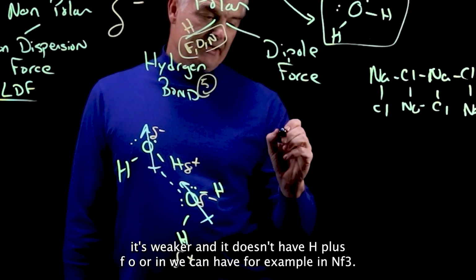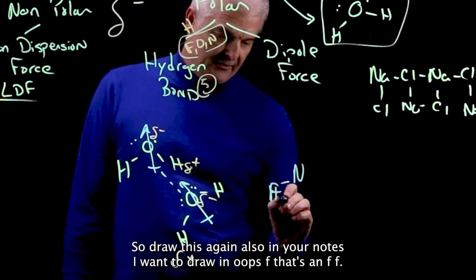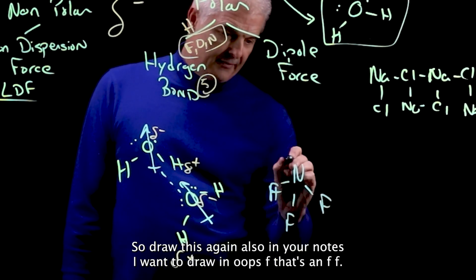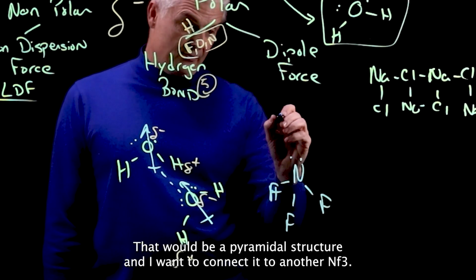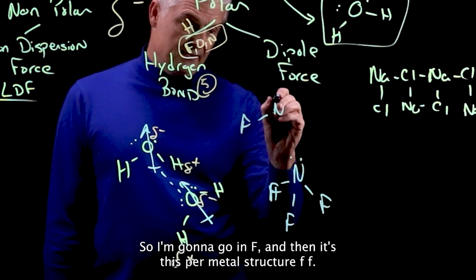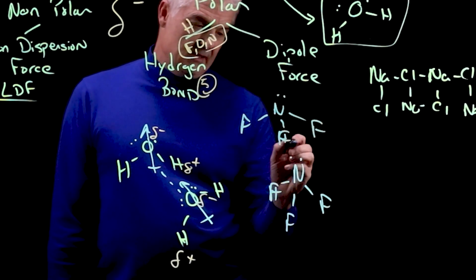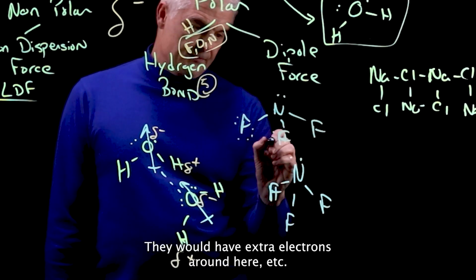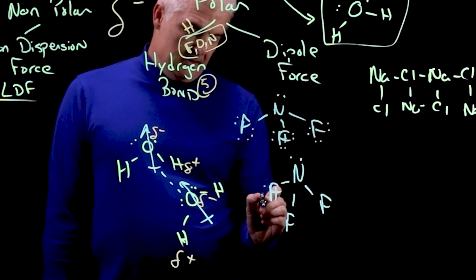We could have, for example, NF3, so draw this again also in your notes. I'm going to draw N, F, that's an F, F. That would be a pyramidal structure, and I want to connect it to another NF3, so I'm going to go N, F, remember it's this pyramidal structure, F, F. They would have extra electrons around here, etc. I'm not drawing it completely, but I'm getting the right structure. All right, I'll draw it.